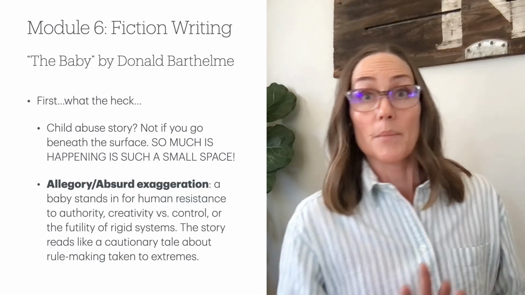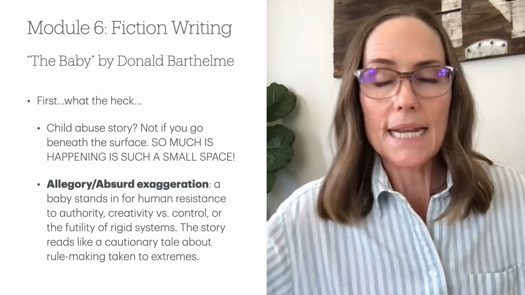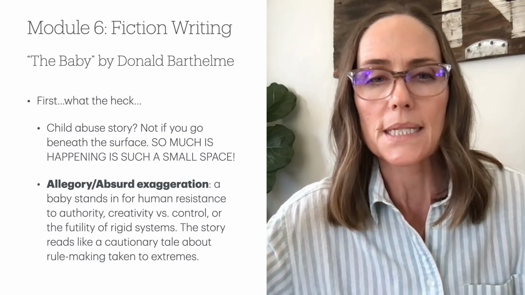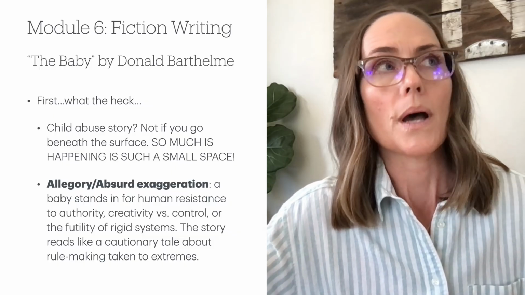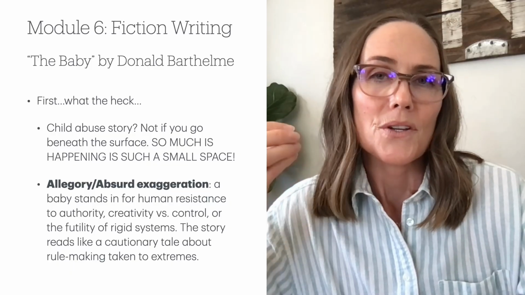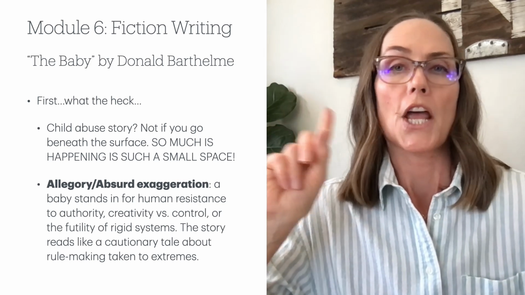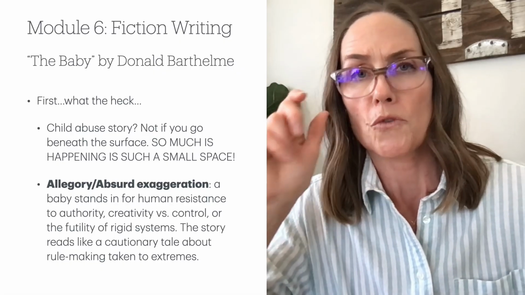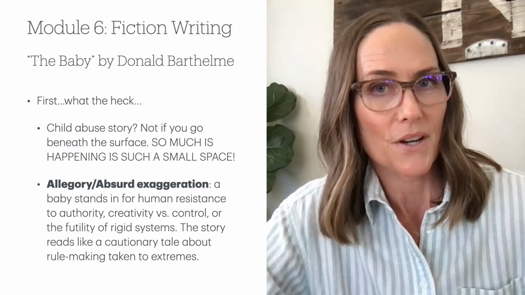Now, I want to stop there before I go any further because a lot of people will read something like that and they will think, how did he have that idea to pack all of that thematically important stuff in there right from the beginning? How did he do that? Well, most writers don't start with that huge idea like, I'm going to write an allegory using absurd exaggeration where a baby stands in for human resistance to authority. That's not probably where Barthelme was in his head when he started writing the story.